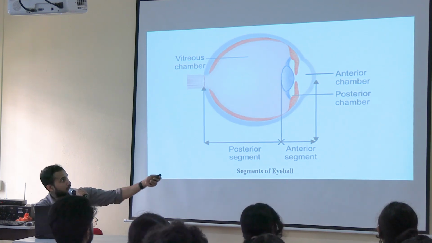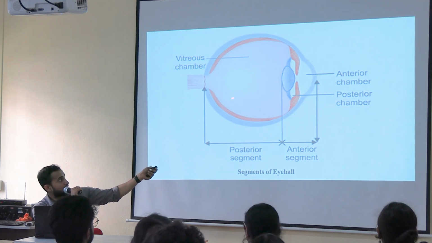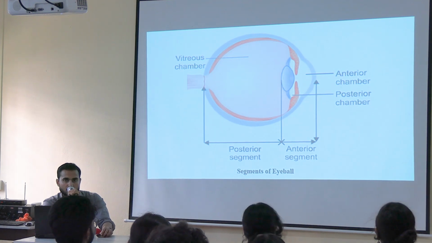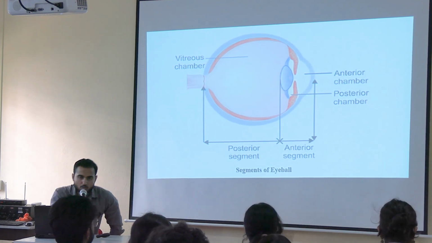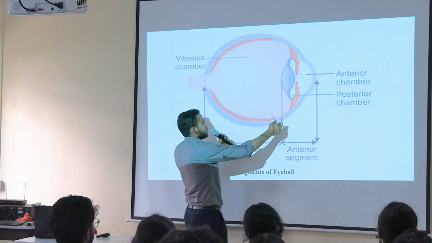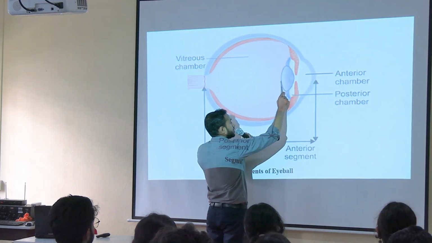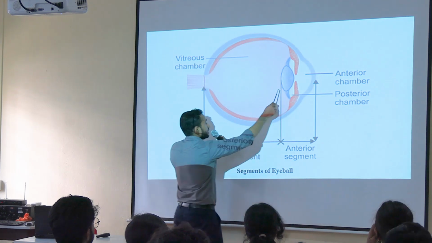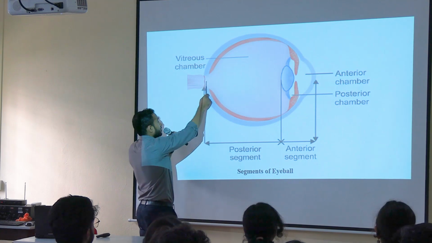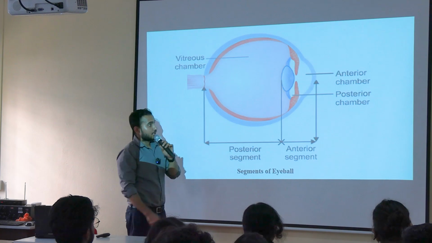Okay, and beyond lens, so this is the lens, right? Beyond lens, ये जो पूरा part है, this is posterior segment. So how many segments are there? Two segments are there. Try to understand. So from here to here, this is the anterior segment. That means from the cornea to the lens, this is the anterior segment. From the posterior aspect of the lens to the optic nerve, from where it is coming out, this entire part is the posterior segment.